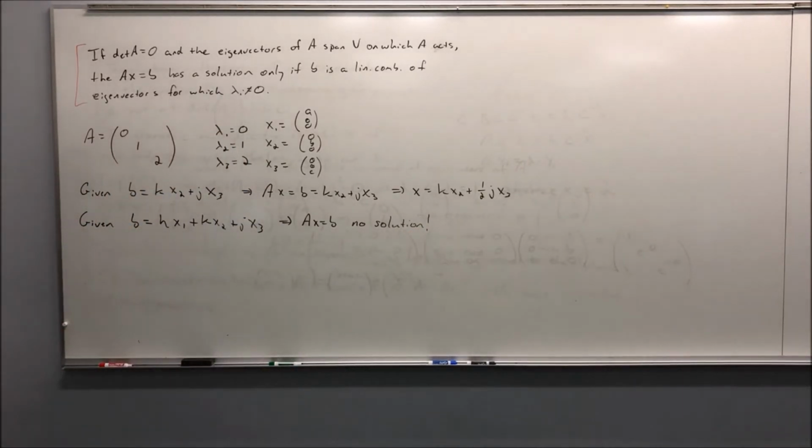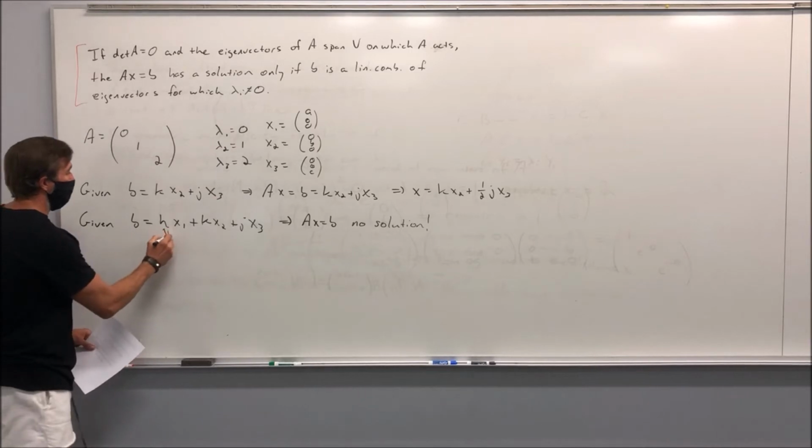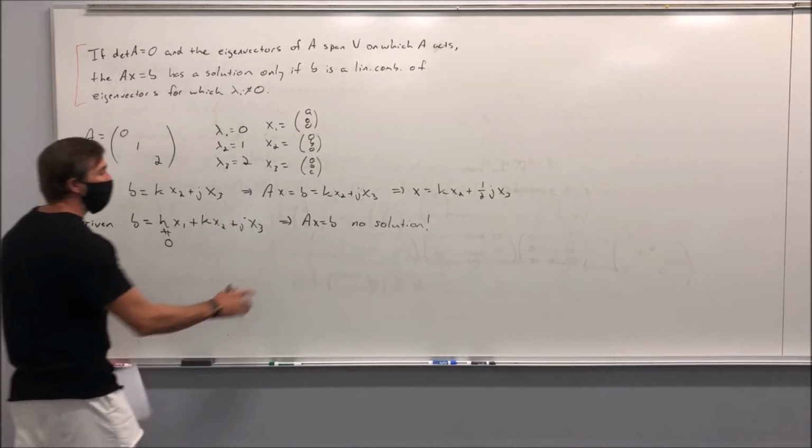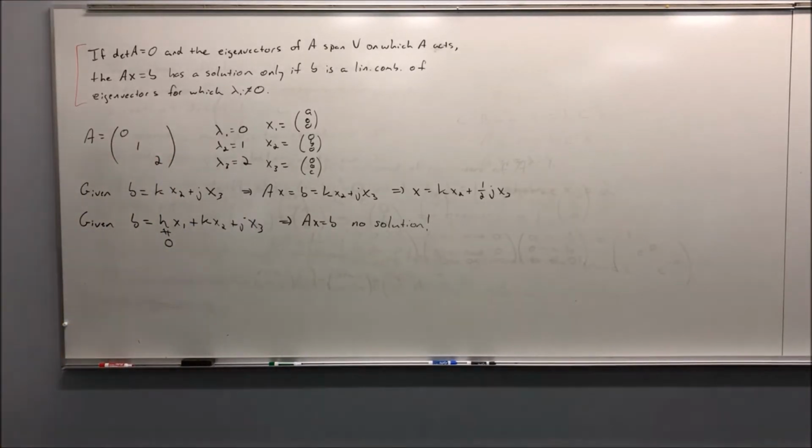If, however, I take b to be a non-zero constant times x1 plus a linear combination of the rest of the eigenvectors, then this has no solution. I want you to stare at that for a moment. Does this make sense? Or do you want me to fill in the details? Yes or no? Yeah, fill in the details. Okay.